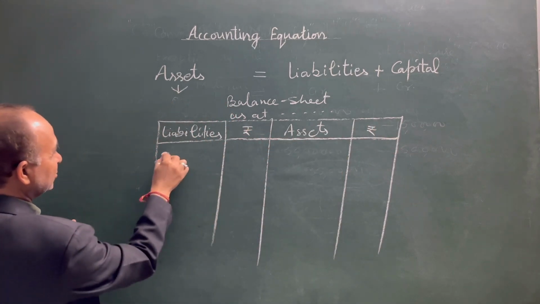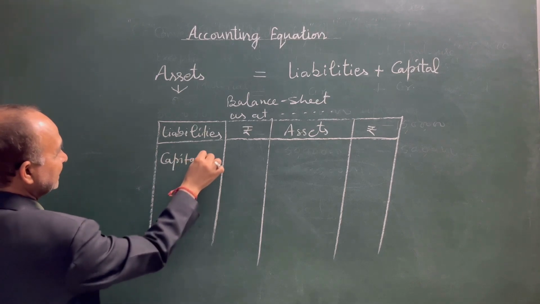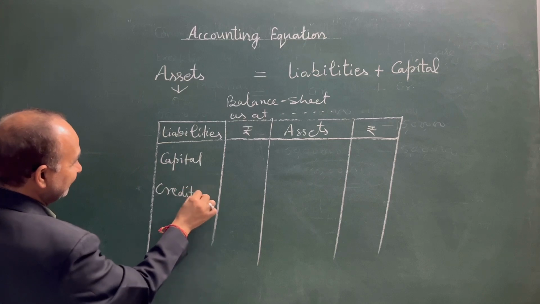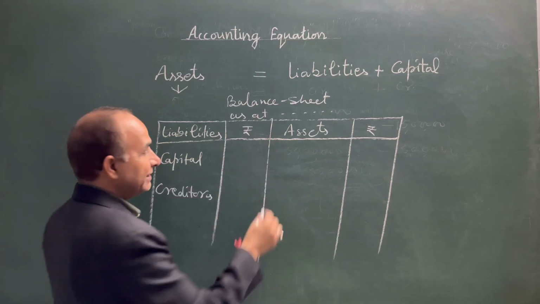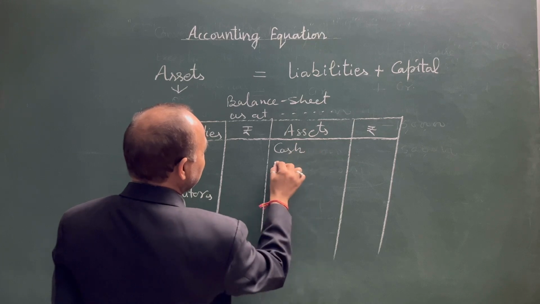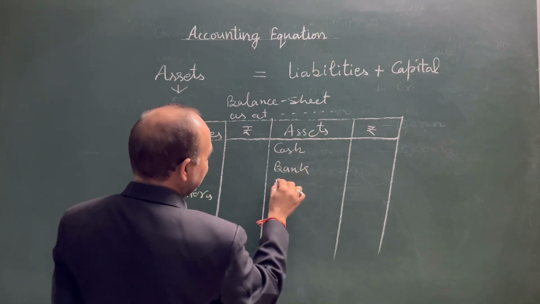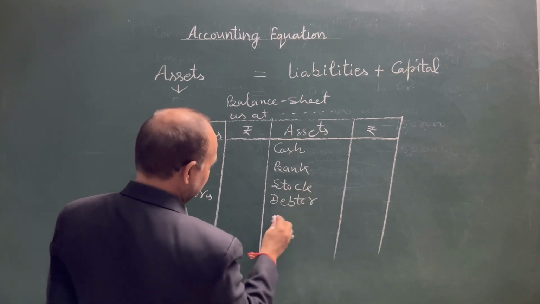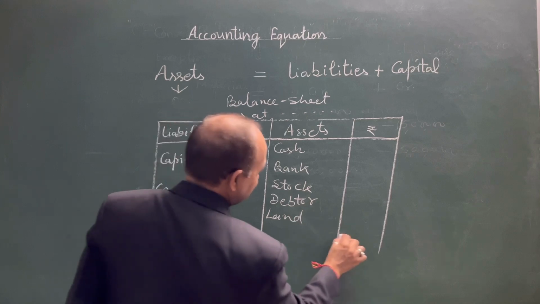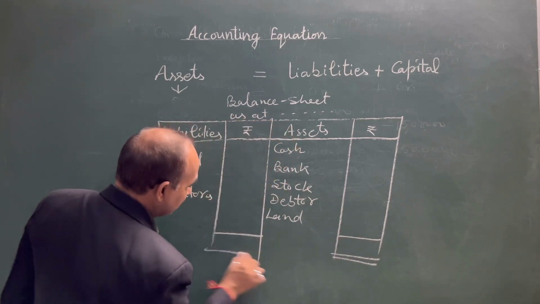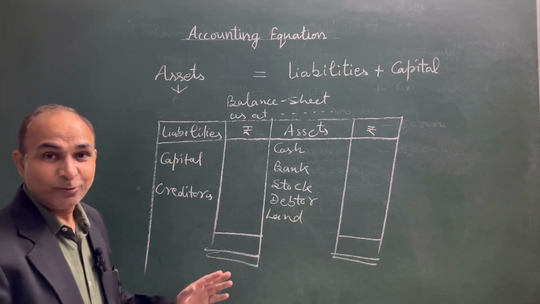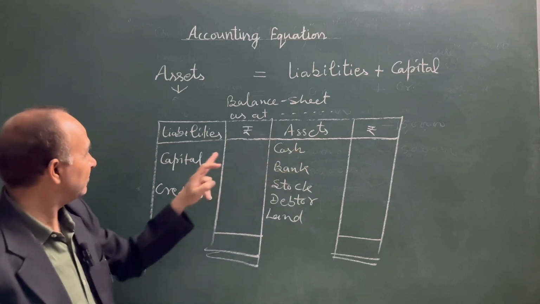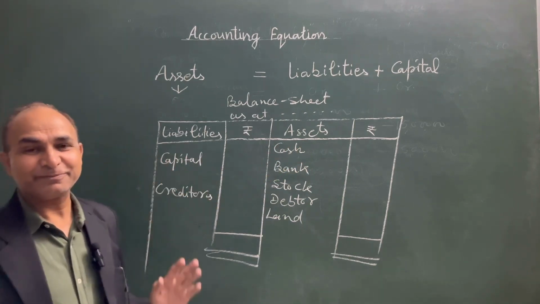In liabilities we mention capital because this has a credit balance, and the liabilities like creditors. And on the asset side we mention here cash, which is an asset, bank balance, which is an asset, stock, which is an asset, debtor, which is an asset, land and building, which is an asset. And two sides of the balance sheet are always equal. This is an extension of the accounting equation. Assets are always equal to liabilities plus capital.